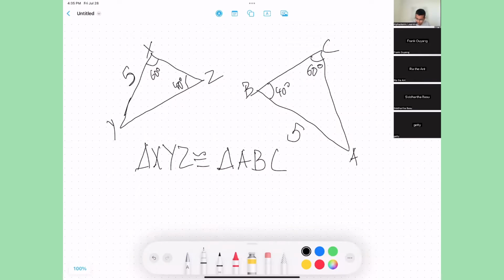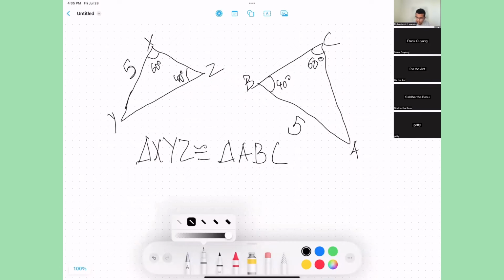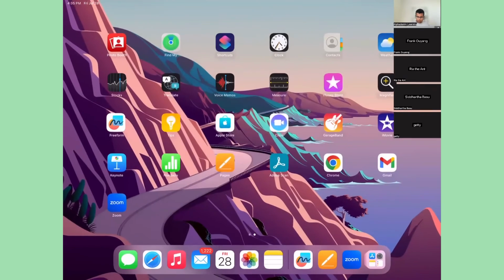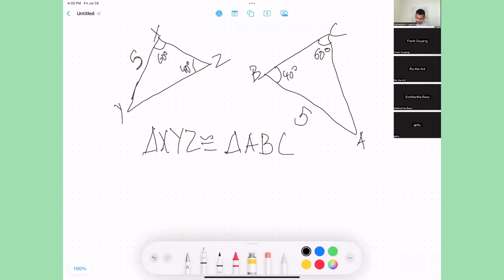Wait, I think the screen froze. Yeah, okay. What's angle XYZ here? Sorry, I think the screen froze. So what's angle XYZ here? Remembering what we covered last class, what is that?